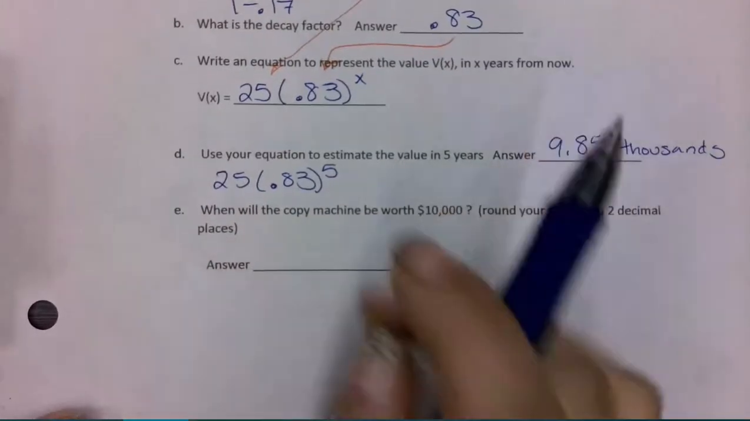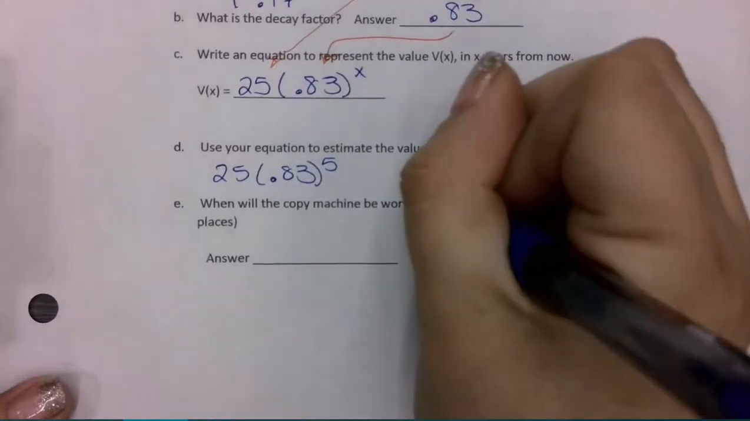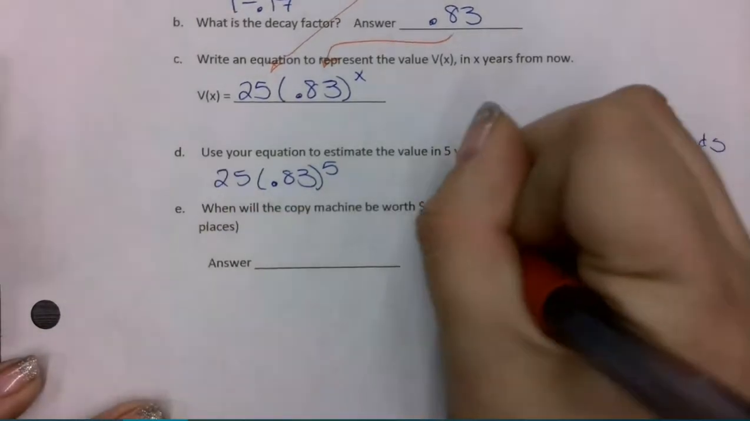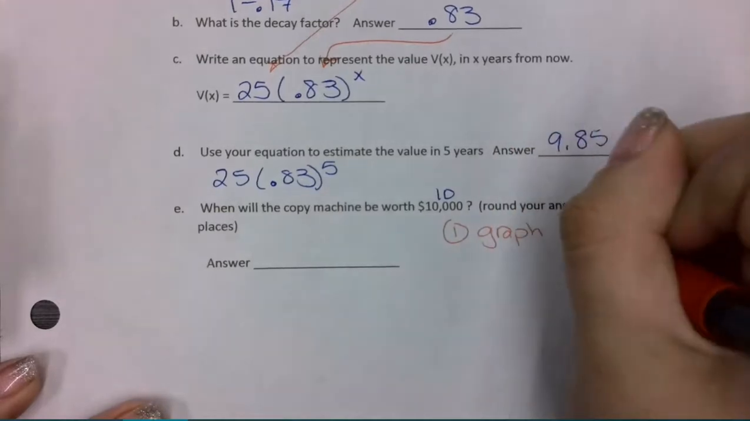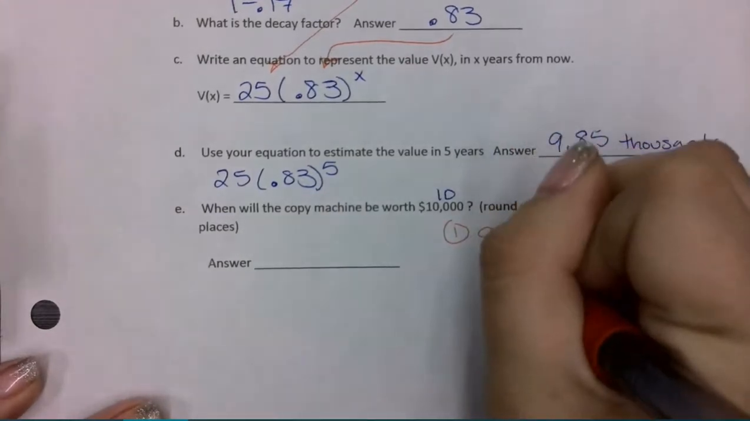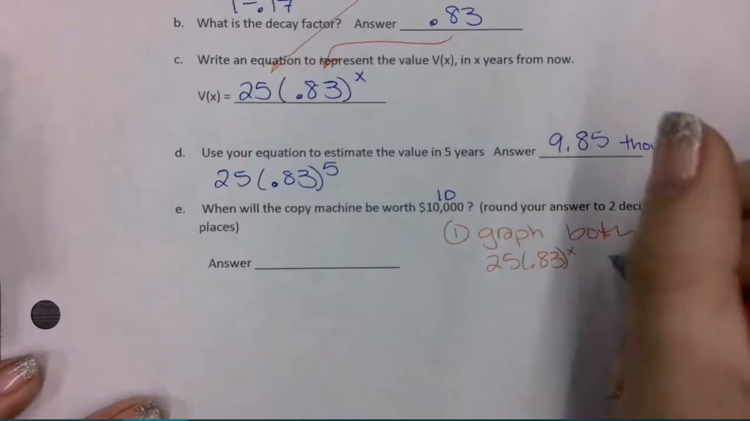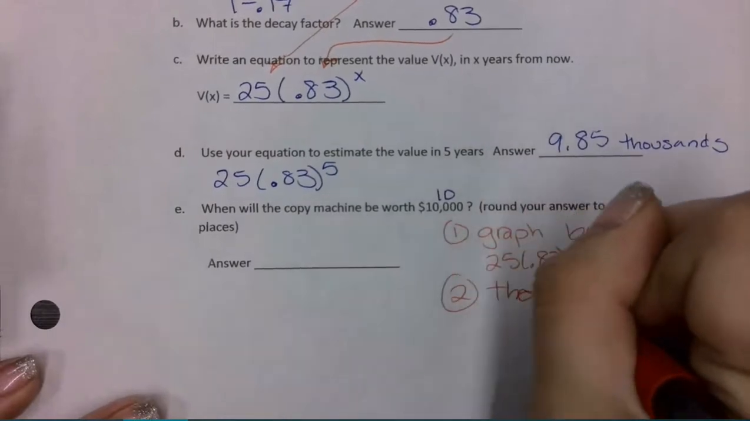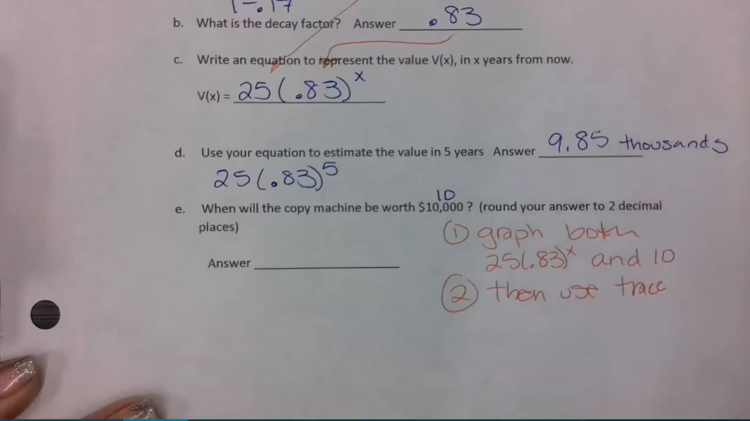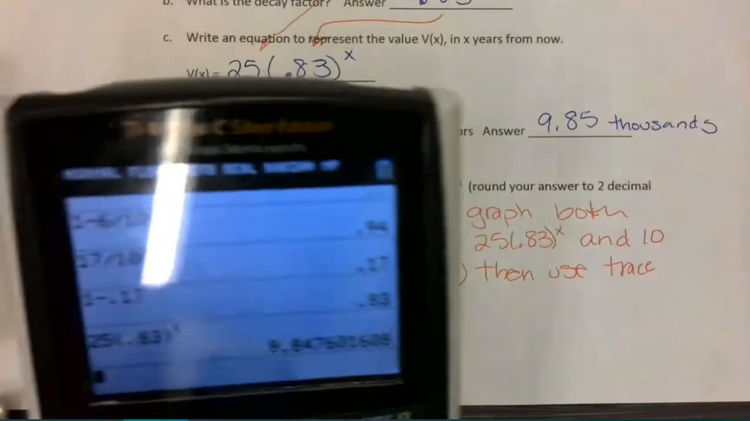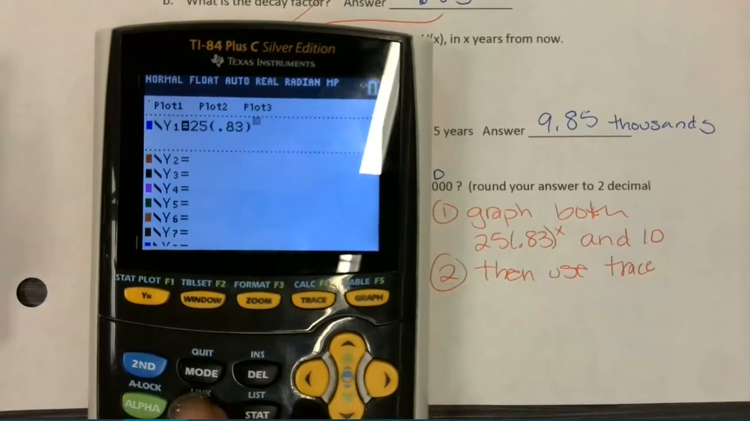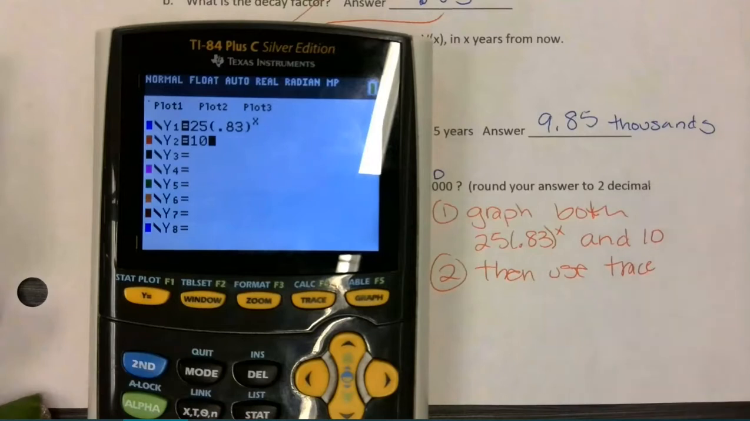Okay. E wants me to figure out when my copy machine will be worth 10,000, so this is 10. What I'm going to do is graph both. So I'm going to graph both, and then I want to use trace to see where they intersect. So what I'm going to do is I'm going to do 25 times 0.83 to the x, and then I need 10. Oh, I might need to change my window.